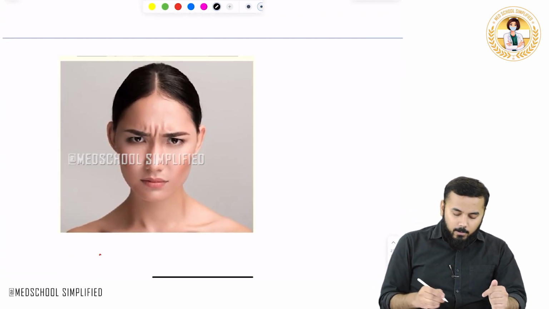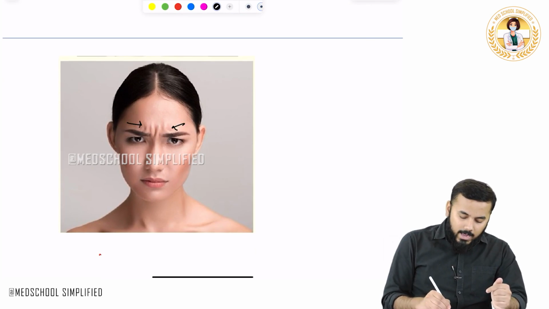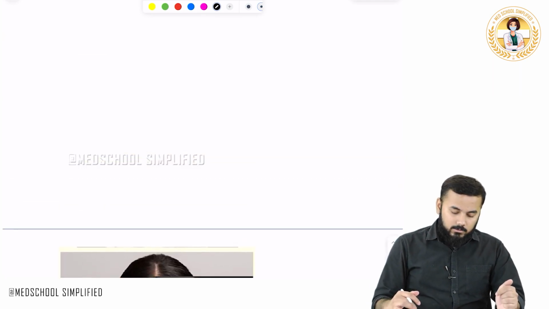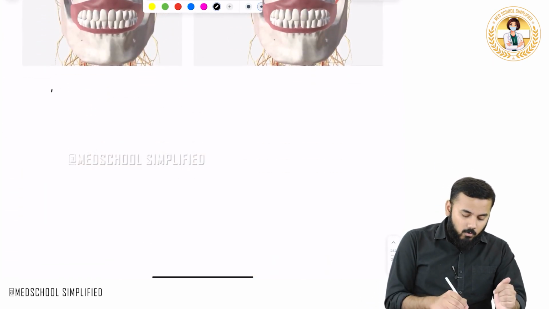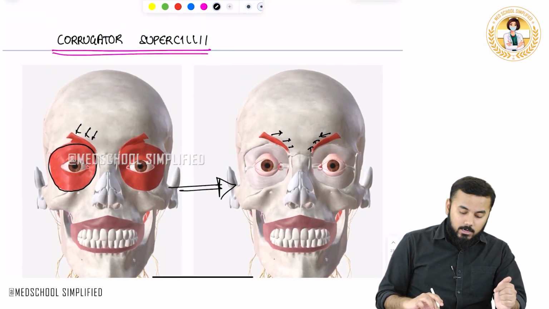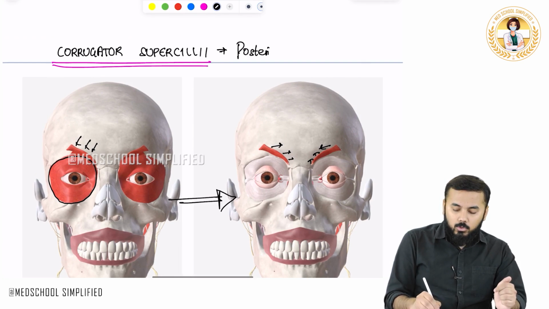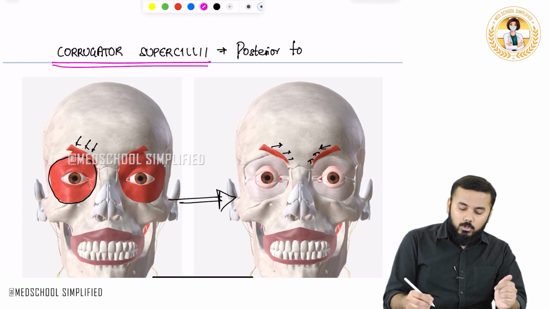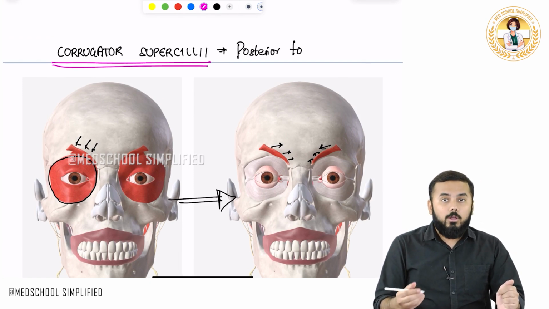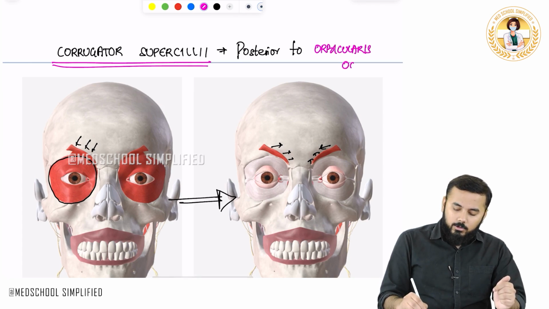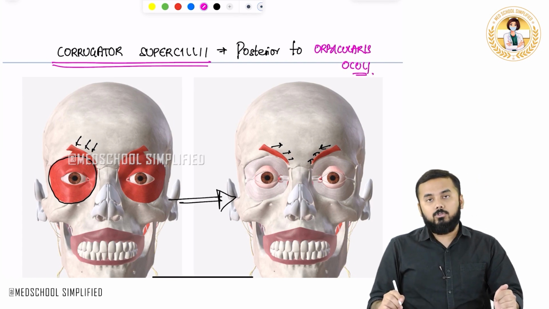So you see here, both the eyebrows are brought together. As a result, you see what wrinkles over here? Vertical wrinkles. Okay, so what is the action of this muscle? And by the way, where is this muscle located? This muscle is located posterior to your orbicularis oculi muscle.